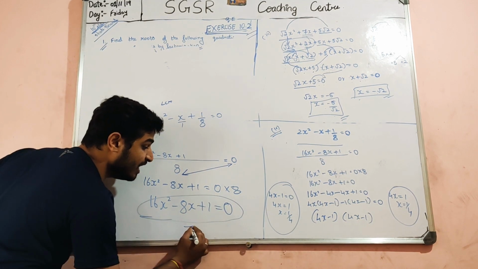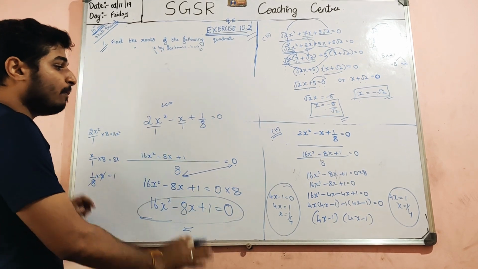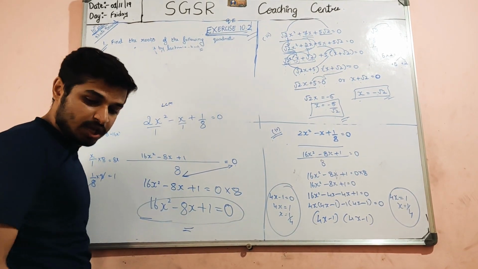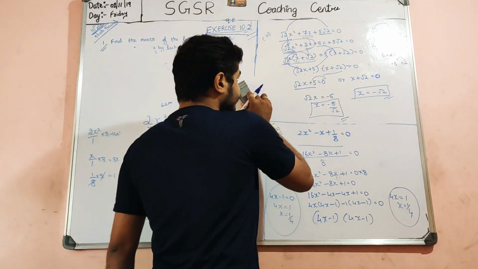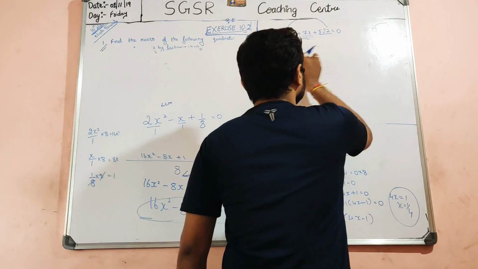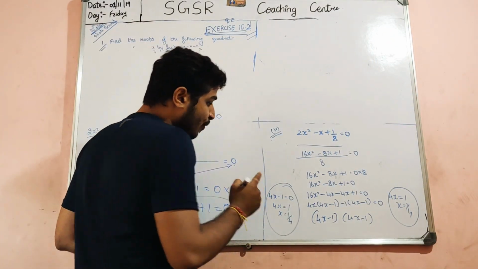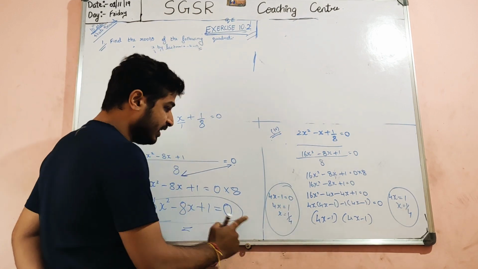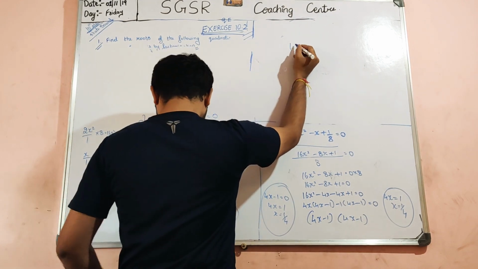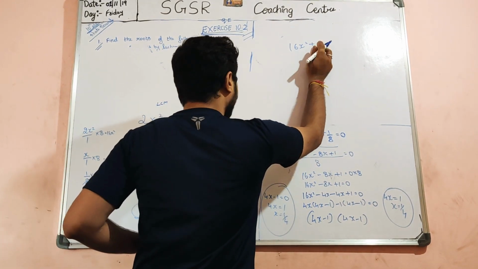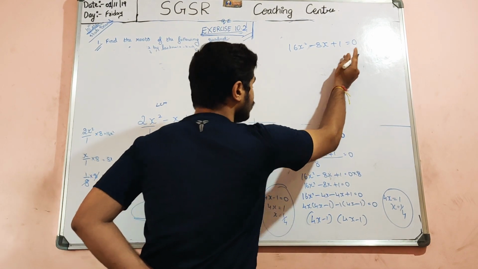Now you got an equation. For this equation you can further solve the problem. Okay students, further how to solve this problem, I will explain. Now I have already written the equation and also the solution. Now again we will solve. So 16x square minus 8x plus 1 is equal to 0.